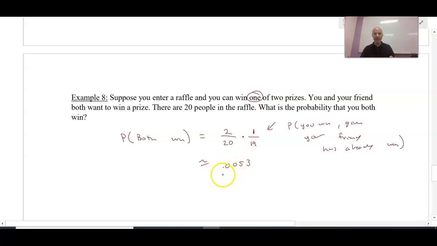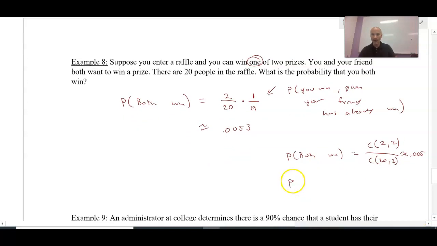Now here's another way I could think about this. I could do this with combinations. I could say, well, for the numerator, the probability that you both win is from you and your friend, select both of you, right? Or I could do a permutation. I'll show you that both of them result in the same thing. Divided by the total number of ways 2 people out of 20 can win. And if I do this, not surprisingly, I get 0.005.